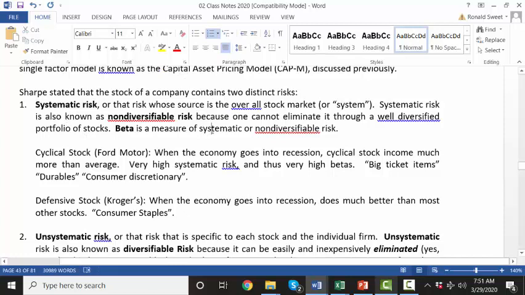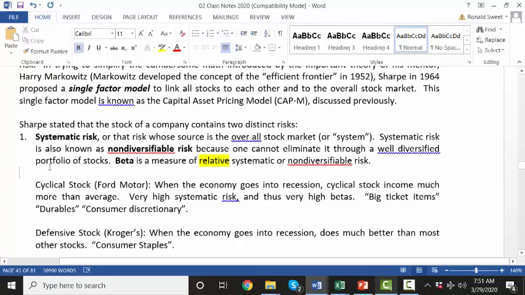Beta is a measure of systematic risk, and probably a better way of saying it, beta is a measure of relative systematic risk. I should have put that in, and I always want that in your definition on papers and exams, the word relative. It measures the relative systematic risk. And this is really, really important: the stock market beta is 1.0. So we start with our benchmark as the market's systematic risk, its beta is 1, and we measure every company against that.